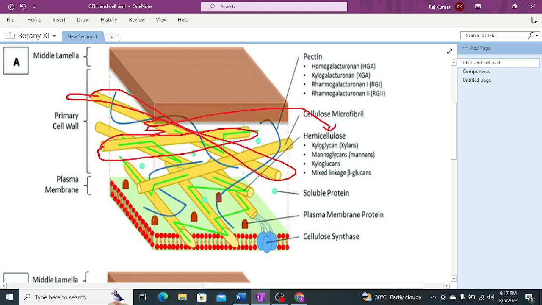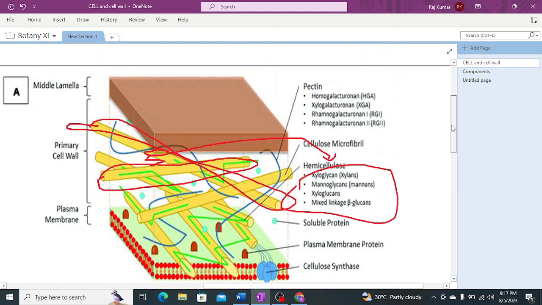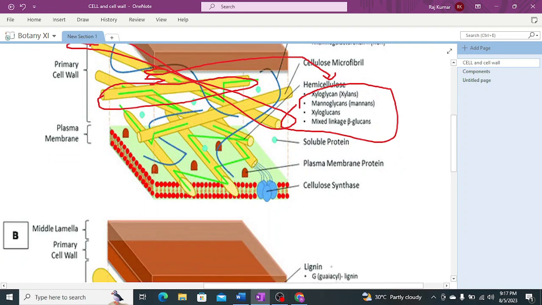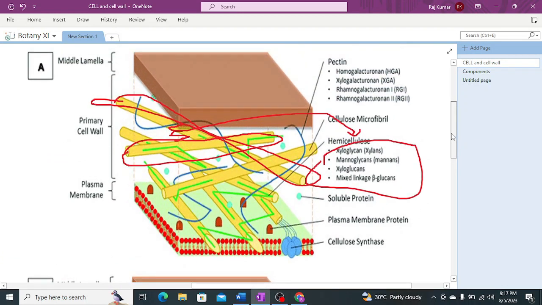What is hemicellulose? Hemicellulose is again a polysaccharide and is made up of the following particles, which include the mannoglycans, xyloglycans, and mixed linkage beta glucans, which are discussed in courses such as MSc and BSc. After which that forms basically the particular structure of the primary cell wall.